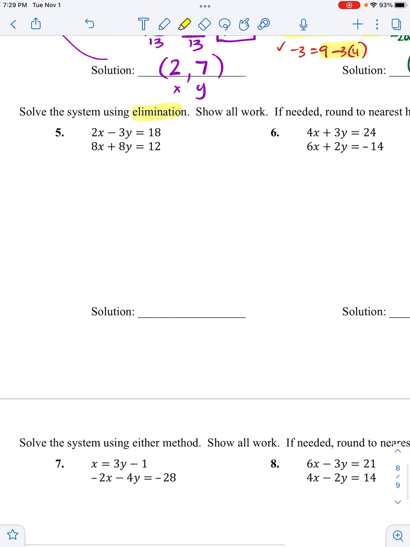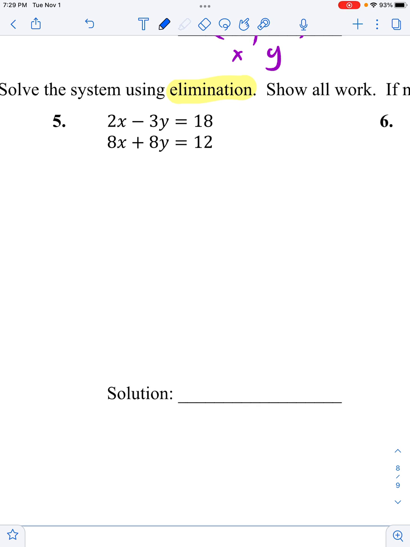Here I'm going to solve using elimination, which is when I'm trying to create a pair that will cancel out. So let's do that. Looking at this problem, I think it's easier to match these two up, and I'm going to do that by multiplying the top not only by a 4 to turn it into 8, but also a negative so that they will cancel out.